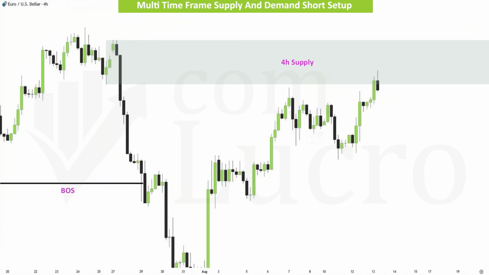At this point, all the conditions we were waiting for are aligned. We have a strong downtrend with multiple bearish breaks of structure, a clear break of structure on the 4-hour chart, and a fresh, unmitigated supply zone at the extreme that has now been revisited by price. With everything in place, the next step is to drop down to the 15-minute time frame to observe price behavior inside the 4-hour supply zone and locate a precise short entry.